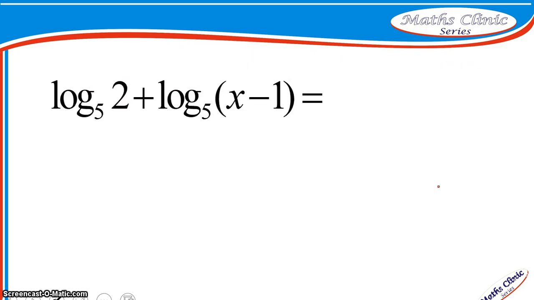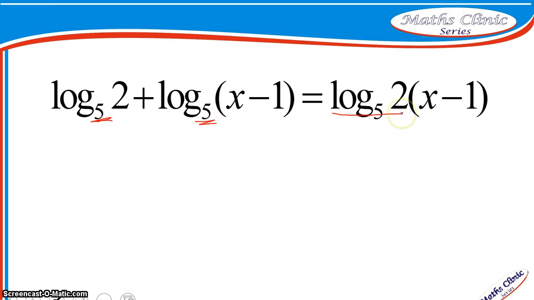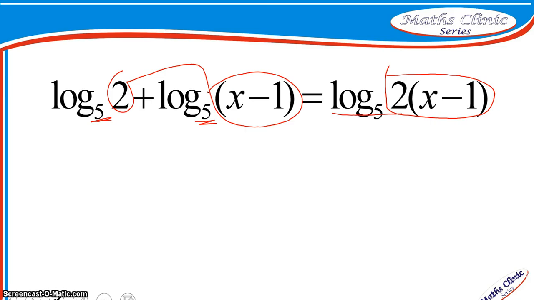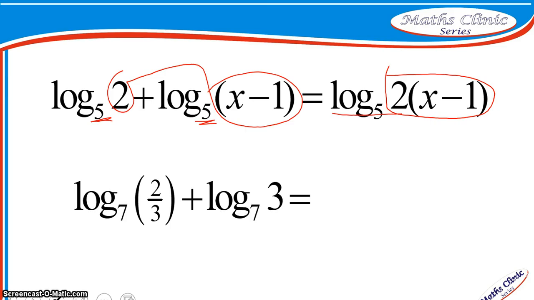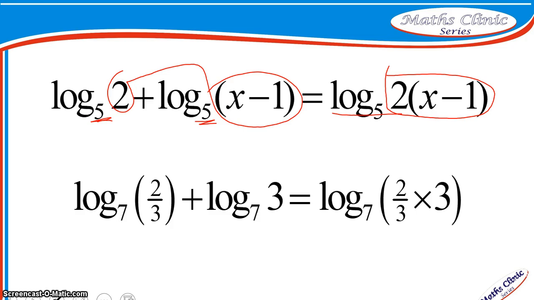So we have another example. If I have log base 5 of 2 plus log base 5 of x minus 1, since the bases are the same, I can easily maintain the base and multiply the arguments by saying 2 times x minus 1. Again, if I have log base 7 of 2/3 plus log base 7 of 3, since the bases are the same, we can multiply the arguments, and that becomes log base 7 of 2.